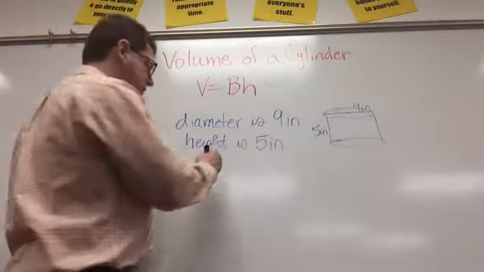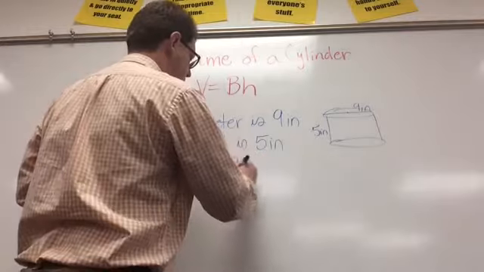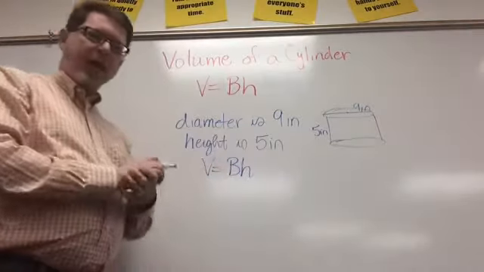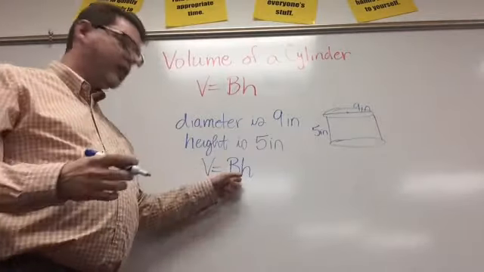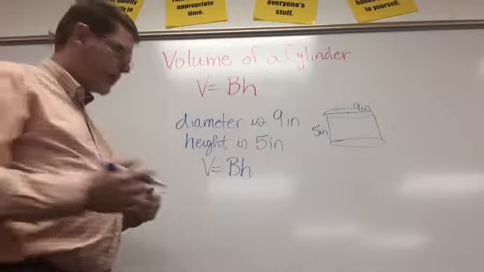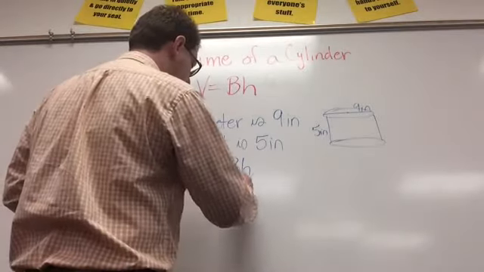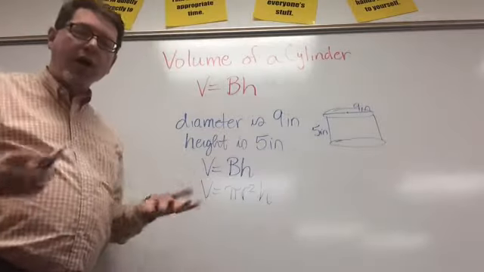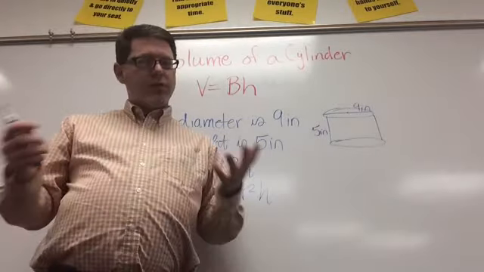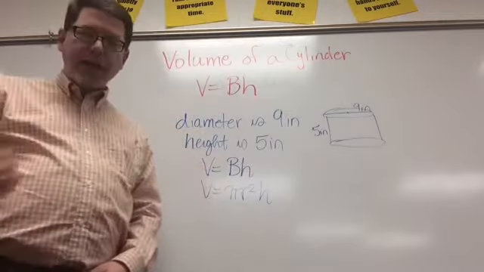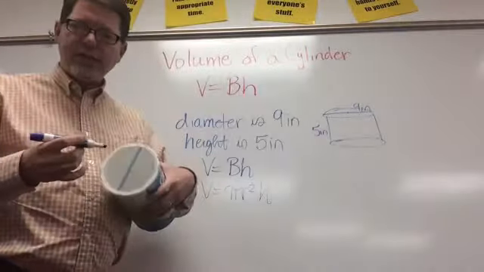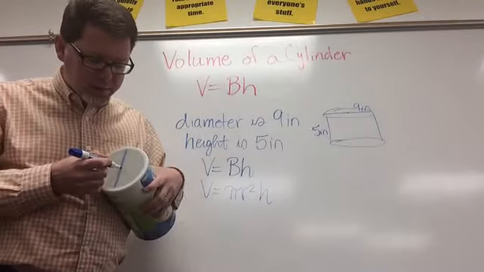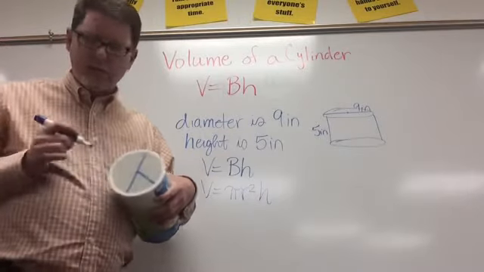So we're going to write down our formula. V equals capital BH. And we know that it's a cylinder, so B is pi r squared. So V equals pi r squared h. Now we have to figure out what r is. And you'll remember that r stands for radius. And if we're looking at radius, radius is the distance from the center to the outside edge.